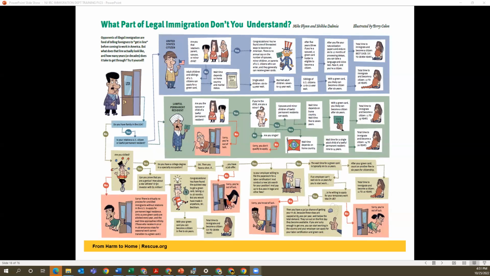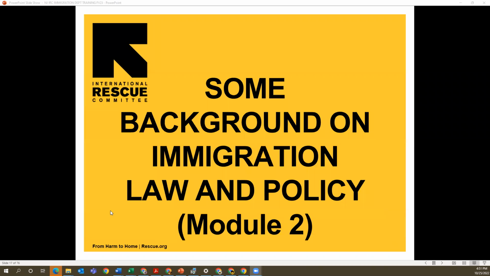I'm going to share my screen. Okay, I'm hoping that's the correct screen. So this is Module 2. This is very brief, a little background on immigration law and policy to provide some context and foundation.